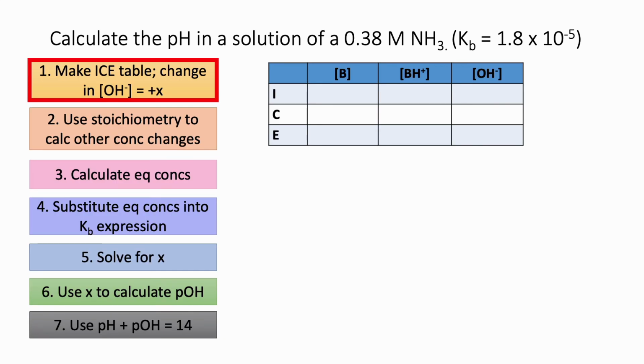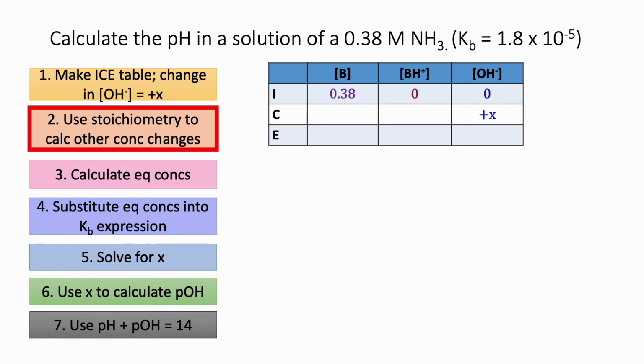Again, we start off by making an ICE table and setting the change in OH minus to plus X. So let's start off by plugging in our initial concentrations, 0.38 in the case of our base, which is ammonia, and then 0 for our protonated form of the base, the conjugate acid, and OH minus. And we're going to put in our change of plus X for the OH minus concentration. Now we use the stoichiometry to calculate the other concentration changes. So again, we're going to have plus X and minus X for the protonated base and the deprotonated base respectively.